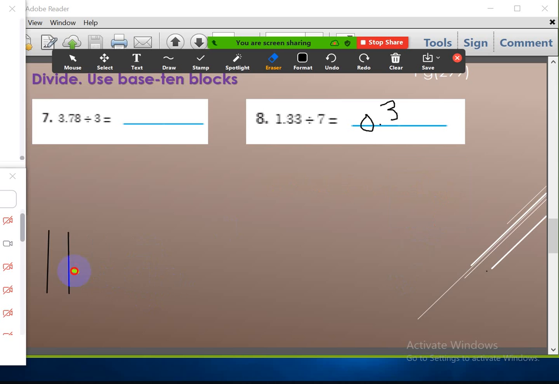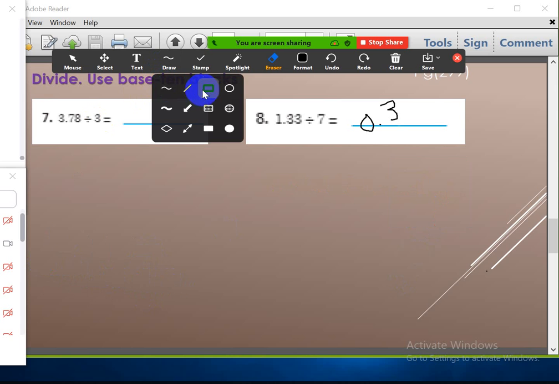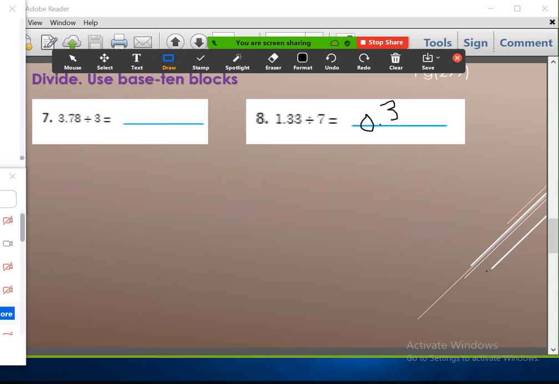Now what about number 7? Let's see. Aryaf, yes, open your mic, my dear. Teacher, yes. How many flats do I have to draw here with this number 3.78? 3 flats.